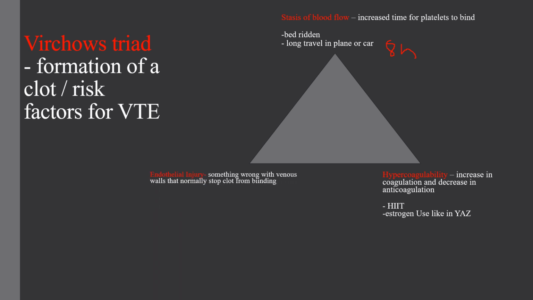And then lastly, endothelial injury. So that's something wrong with the venous walls that normally stop the clot from binding as well. So that's causing the clot to travel further up. And that could be something like smoking or surgery. It's just important to know that pregnancy affects all three of these. So there's usually a higher risk of VTE in pregnancy.